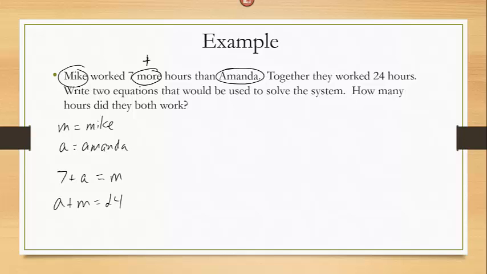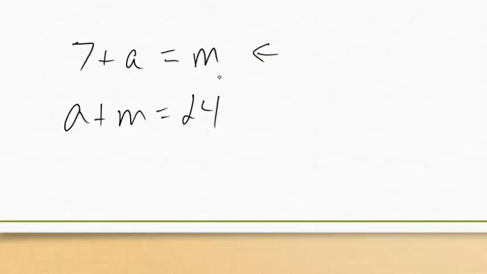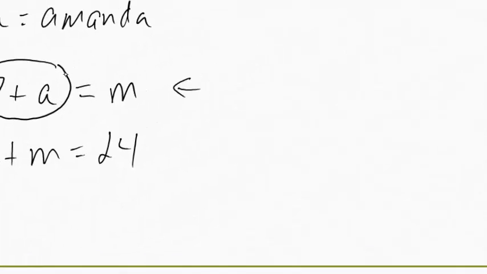Now we can do this by substitution or elimination. We will need to manipulate this equation here in order to solve for elimination, but since it's already set up for substitution, let's do that. So since M equals 7 plus A, we're going to go ahead and take the 7 plus A and replace this M with that. So our new equation is A plus 7 plus A equals 24.